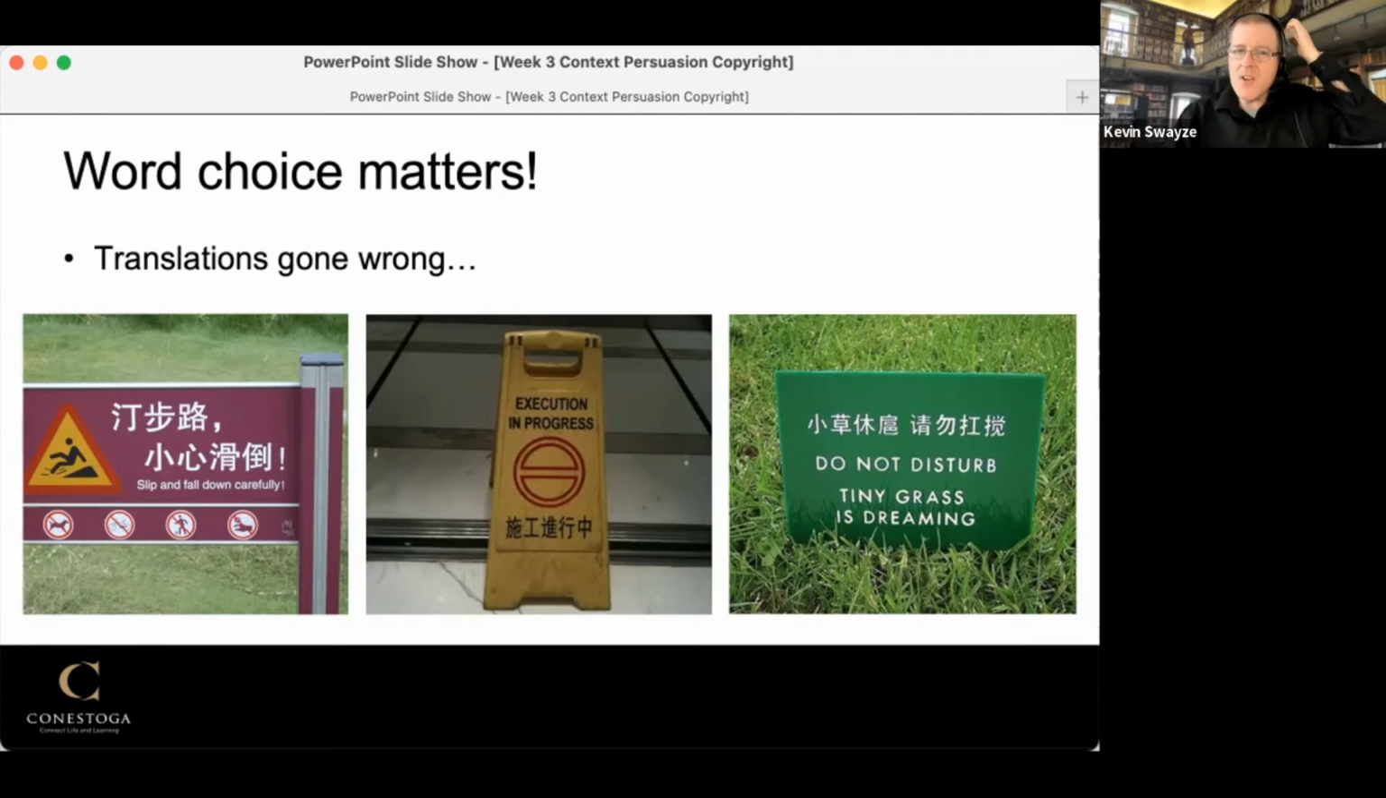And I look at the end: "Do not disturb. Tiny grass is dreaming." Oh, that's actually, I kind of like that, but I wonder what the actual symbolic language above was saying. It was probably saying, please take care of, or please avoid walking on this young grass, or something like that.